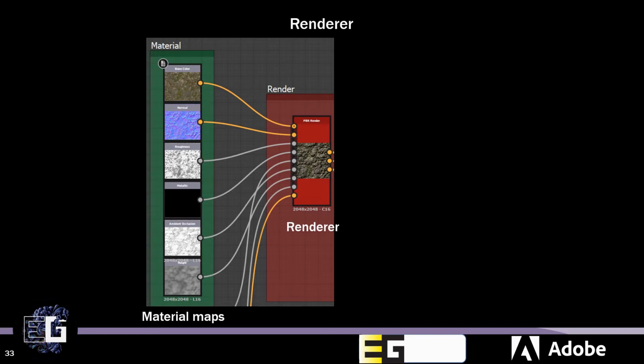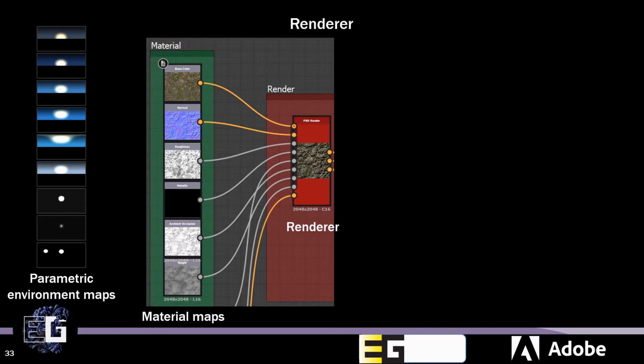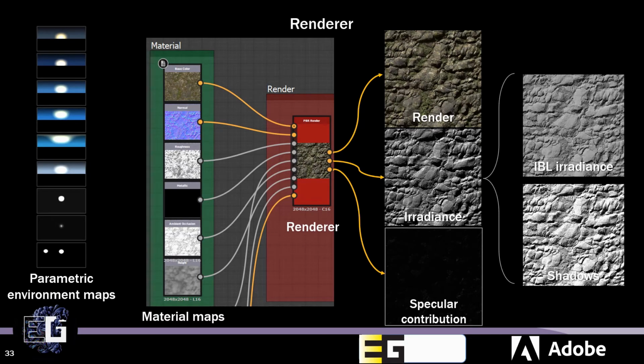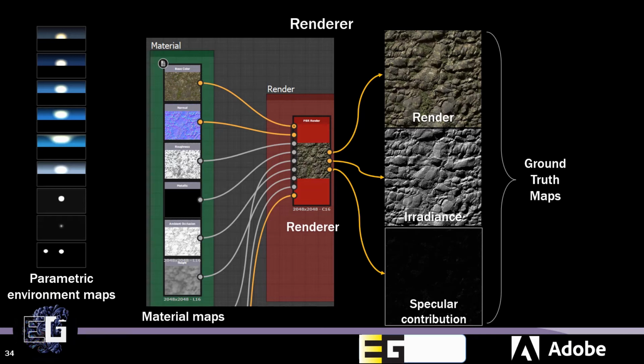A word on our renderer that casts shadows. It is made in Substance Designer. It takes the material maps as input and an environment map for computing image-based lighting. We have designed parametric environment maps to represent the sunlight and the sky, and some studio light for producing sharp shadows. The renderer outputs 3 maps: the beauty render, the irradiance map, and the specular contribution map. The irradiance map is the blending between the IBL irradiance and the shadow map computed with raycasting. We will use the 3 outputs as ground truth maps when training.